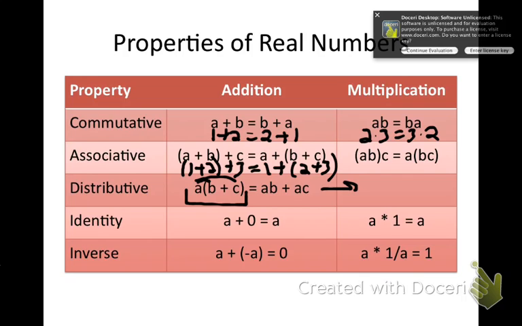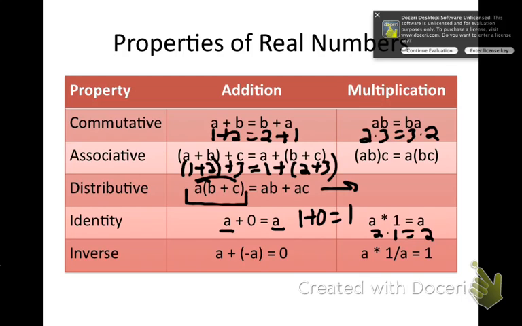Identity property. Identity is just saying that with addition, if I add 0, I'm going to get itself. A plus 0: anytime you add 0, you're going to get the same thing. 1 plus 0 is still, in fact, 1. That's the identity property of addition. For multiplication, we're multiplying by 1. 2 times 1 equals 2. Can anybody tell me why you don't use 0 for the multiplication part of this? Because it'd be 0. I'm not getting itself. Now I'm getting 0, which is something completely different.